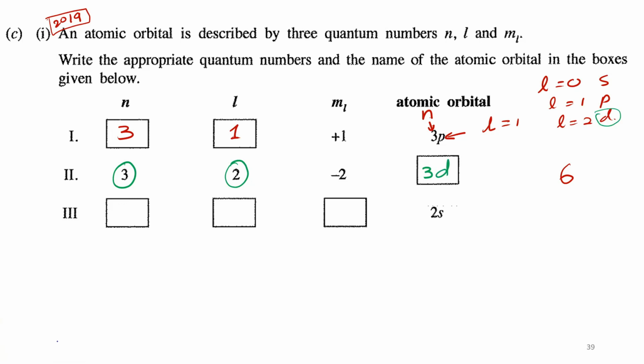Next one, in the third part, again, you have 2s. When you see this 2, you immediately know which level you're talking about. So your n, or the principal quantum number, is 2. And this is s, meaning L is equal to 0. And ML, you know how to get ML. For s, ML is going to be also 0.